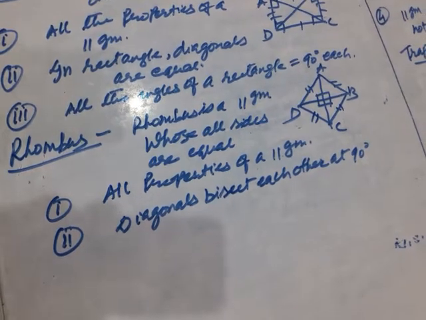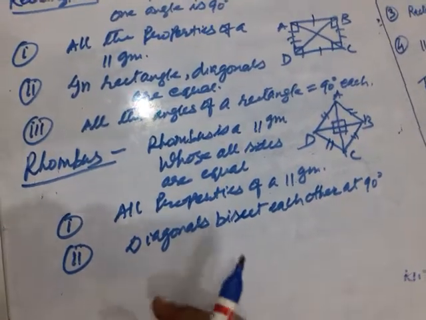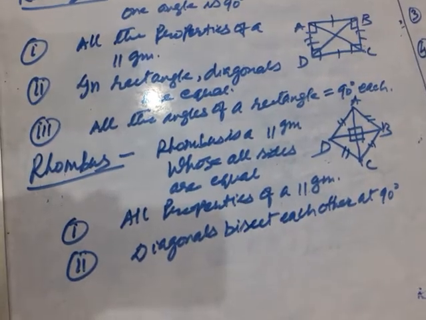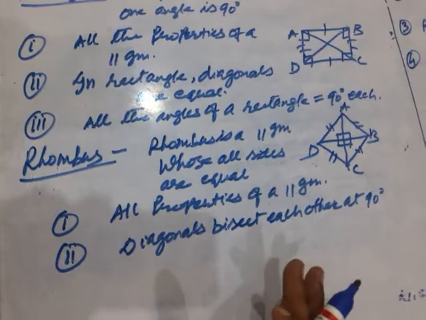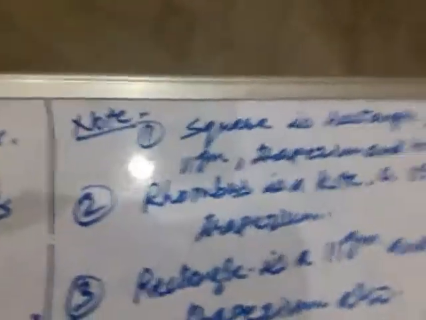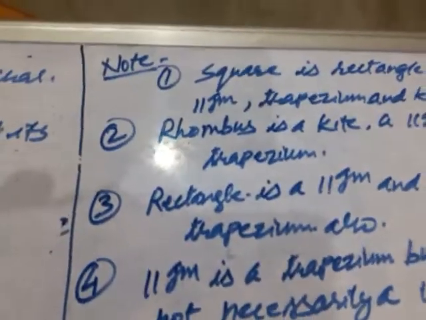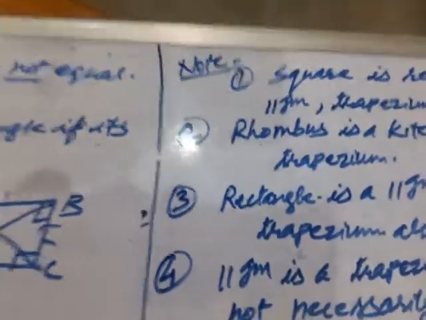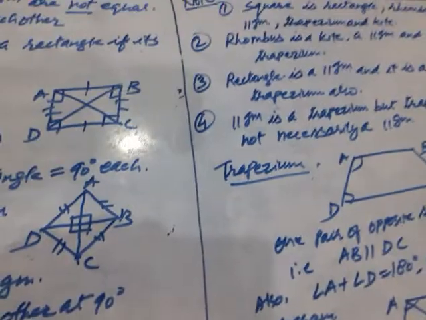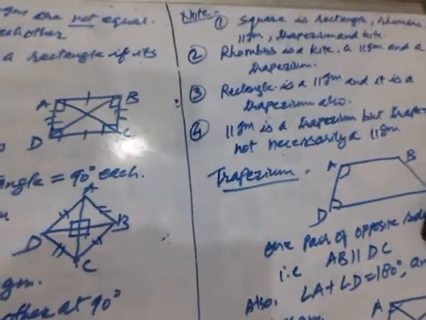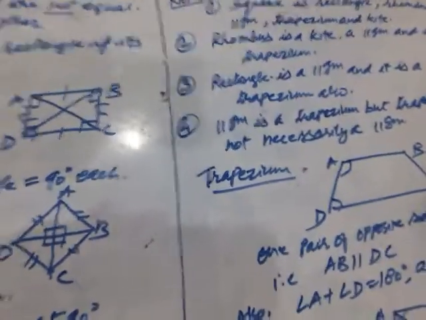Now square. Square is a very special case. A square follows all the properties of all kinds of quadrilateral. Square is a rectangle, here in the note. Here is the first point: a square is a rectangle, a square is a rhombus, a square is a parallelogram, a square is a trapezium, and a square is a kite. Always remember it.